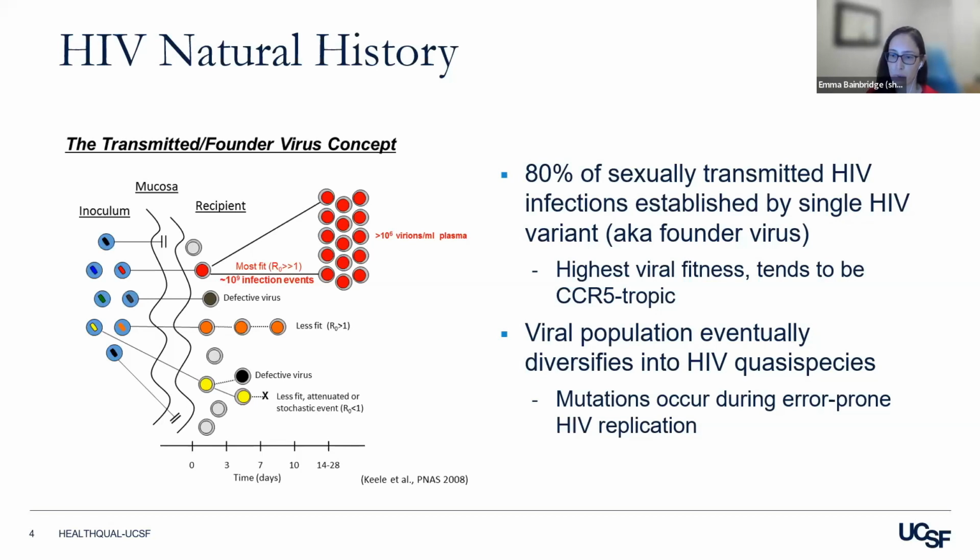And it's usually the one with the highest viral fitness, the one that's most able to replicate and become dominant in a population, which tends to be a CCR5 tropic variant. And so that's the variant that's going to proliferate the most in those early stages of infection. But it's important to remember, and we've talked about this before, that the process of HIV replication is error prone. HIV does not have all of the mechanisms that we have as humans to fix their genetic code. And so inevitably mutations get introduced, and then that diversifies the viral population.